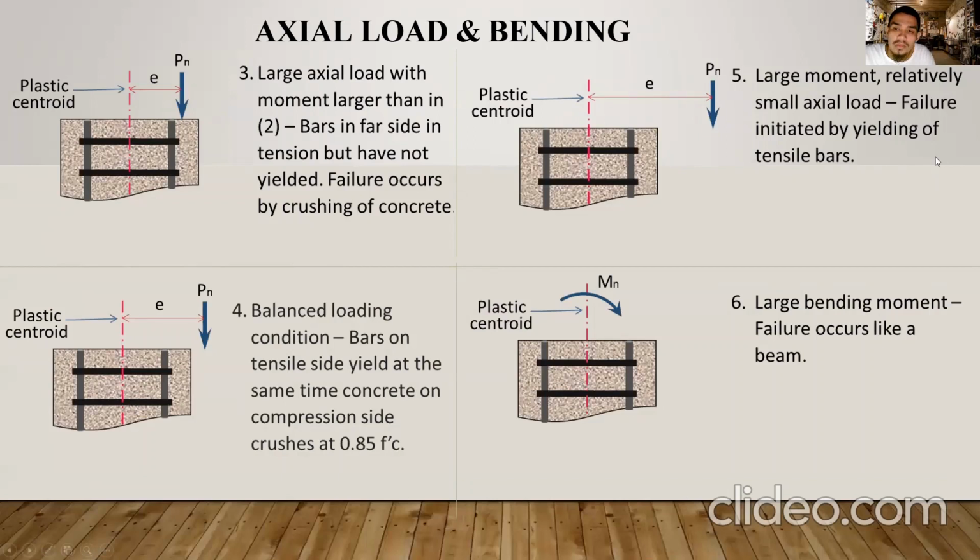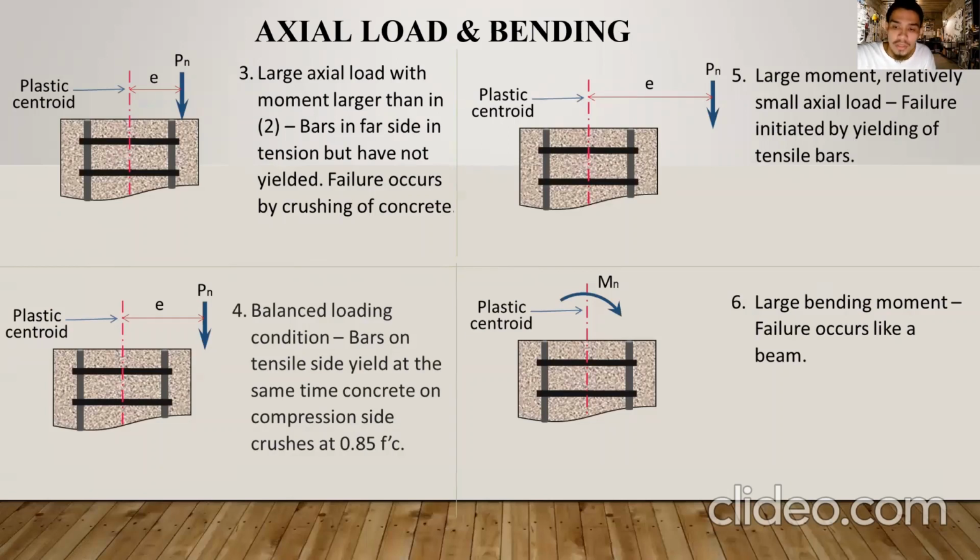Number 5 is large moment relative to small action load: failure initiated by the yield of tensile bar. So dito, mas large yung moment niya, pero mas maliit yung action loads. So failure initiates the yielding of tensile bar. So nag-initiate yung failure dun sa first dun sa may tensile bar natin.